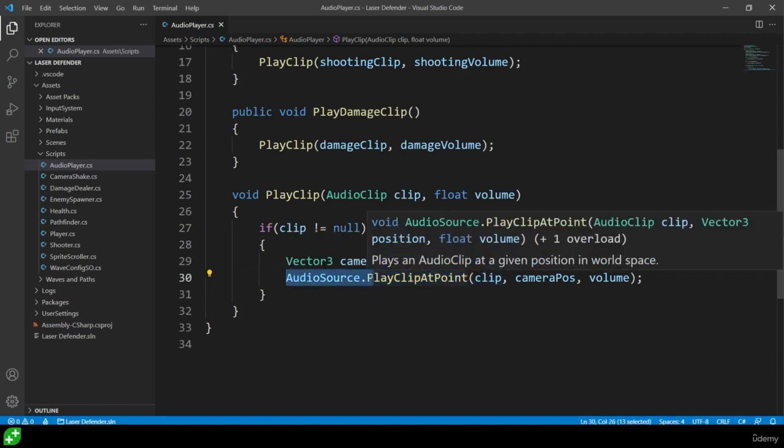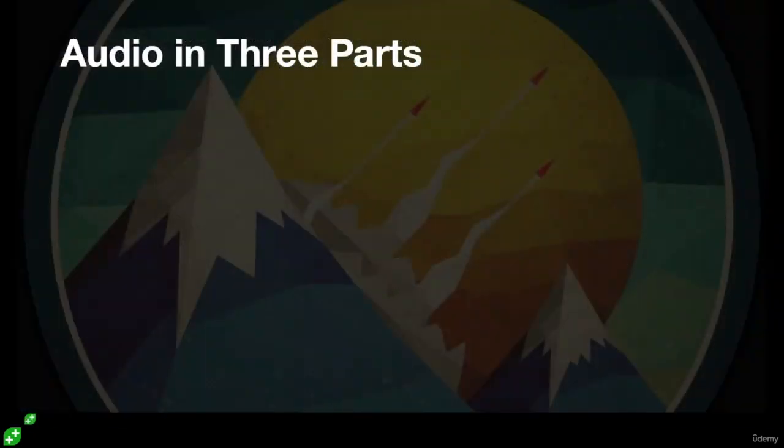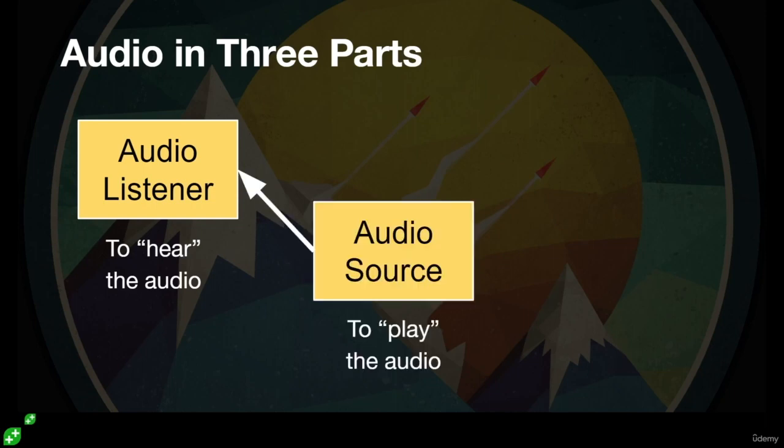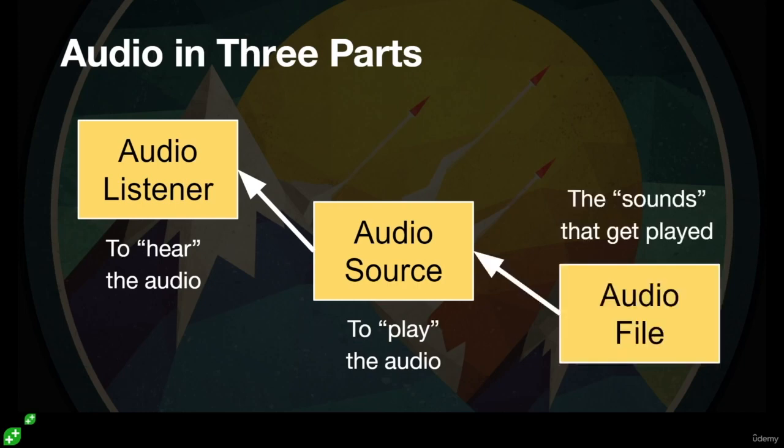So let's get a better idea of how Unity actually handles music in our game and understand what this audio source actually is. Well, the audio in Unity really comes in 3 parts. First of all, we need an audio listener, which is the thing that will allow us to hear the audio. And you may be wondering where that was sitting when we were doing this one-shot audio. And I'll show you where that is when we go back into Unity in a moment. Next, we need an audio source to play our audio. So that was that audio source.playClipAtPoint. And again, I'll show you where that was sitting with our one-shot audio. And finally, we need an audio file, so the actual sound that gets played. So if we follow the arrows here, we have our audio file feeds into our audio source, and our audio source gets listened to by our audio listener.